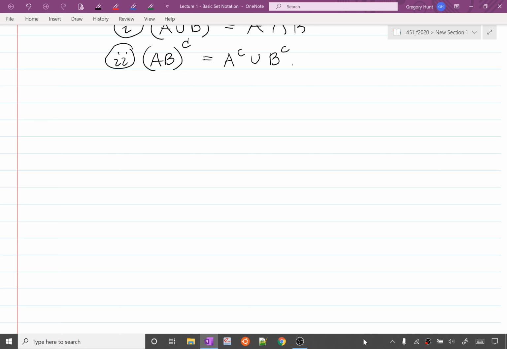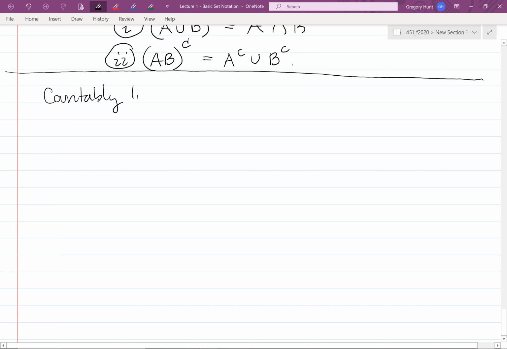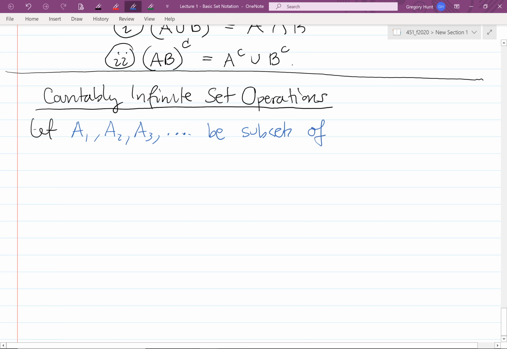So these are the basic rules about the basic set operations. But we can also expand things and talk about infinite, or countably infinite in this course, versions of the set operations. So first, we're going to have a collection of sets, A1, A2, A3, and so forth. So potentially a countably infinite number of these sets. They're going to be subsets of some universal set S.